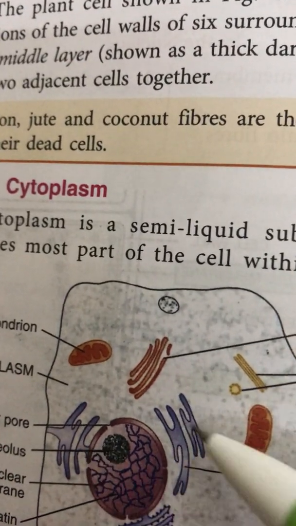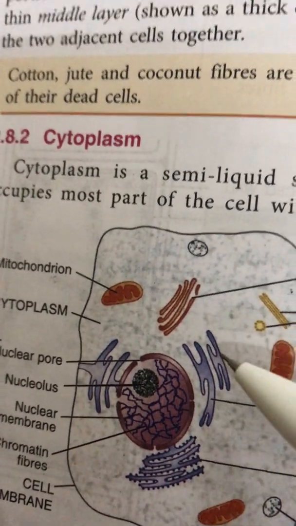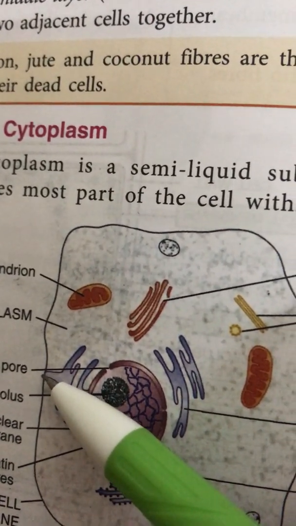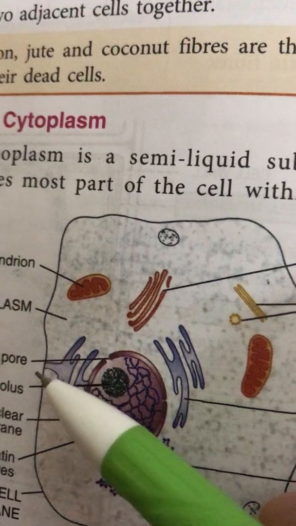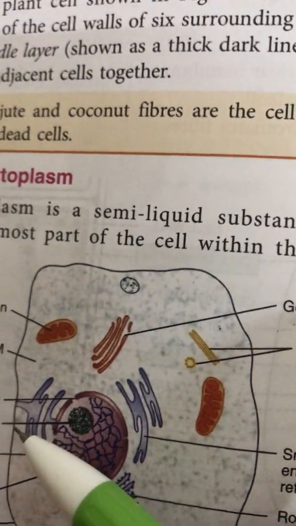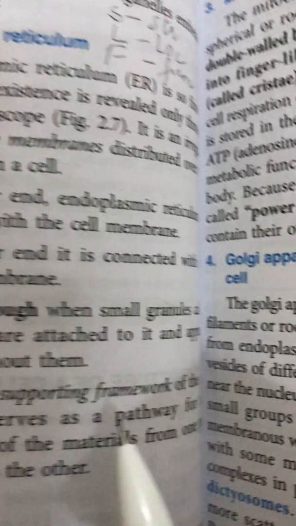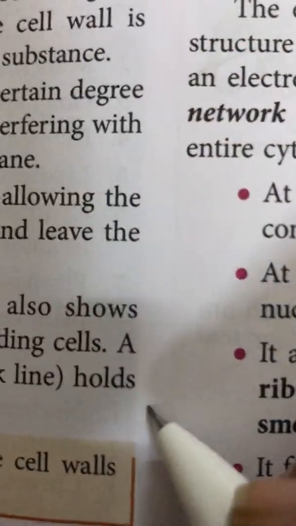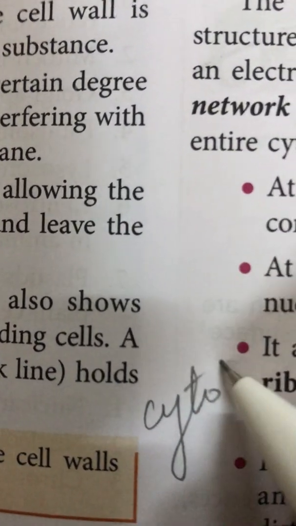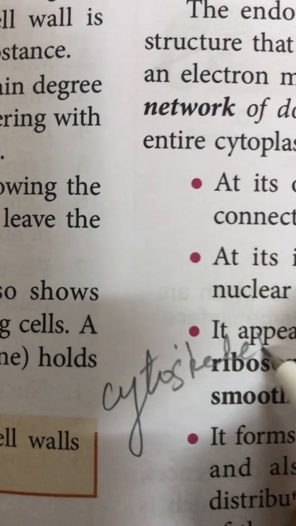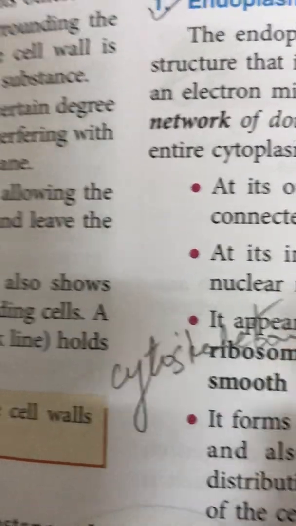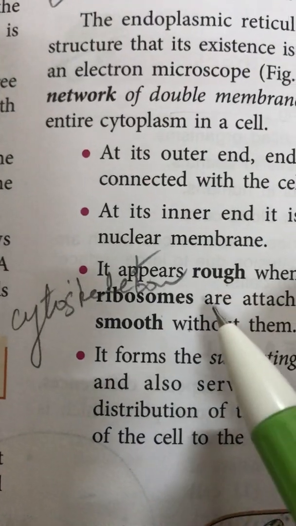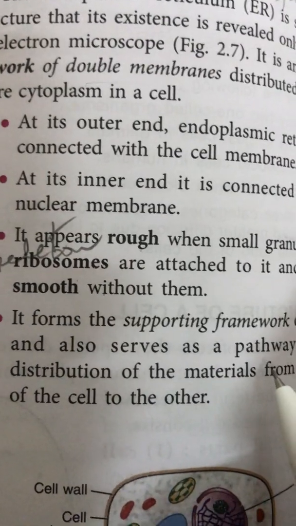Irregular network of double membranes with ribosomes attached or without is the structure. Running between nuclear membrane and cell membrane is the location. And what is the function? Now endoplasmic reticulum acts as a supporting framework of the cell, and that is why we also call it the cytoskeleton. Cyto means cell. Skeleton is the supporting framework. So it forms the supporting framework of the cell.